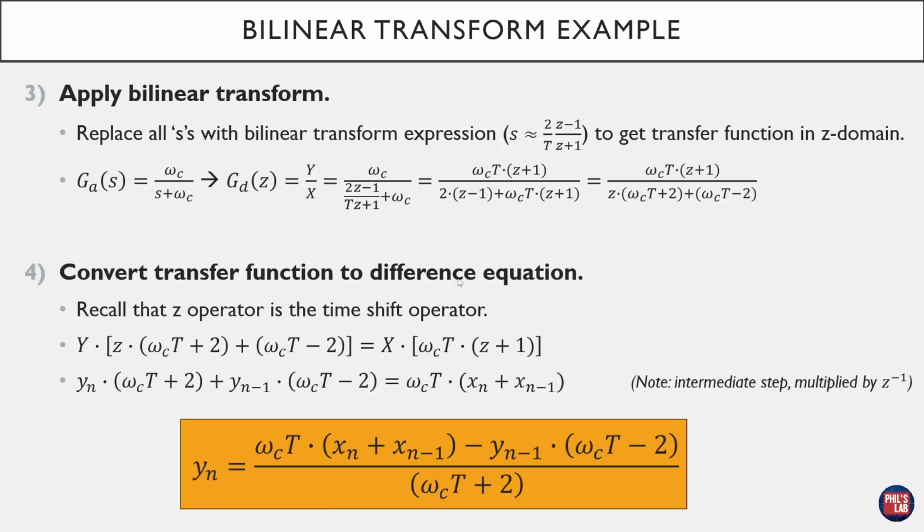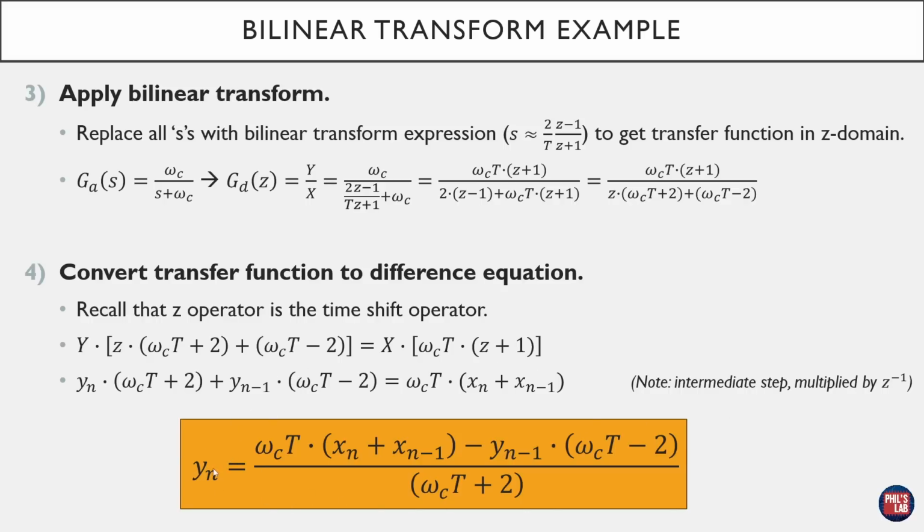to a difference equation. And all we have to do is recall that the z operator is a time shift operator. So if I multiply a variable by z, I'm shifting it by one sample time, capital T, forward. I'm going through the math here. Again, you can go through this in your own time. I am doing an intermediate step because I prefer working with z to the minus 1, which is a time delay operator, which means I can then write my final difference equation at the bottom like so.